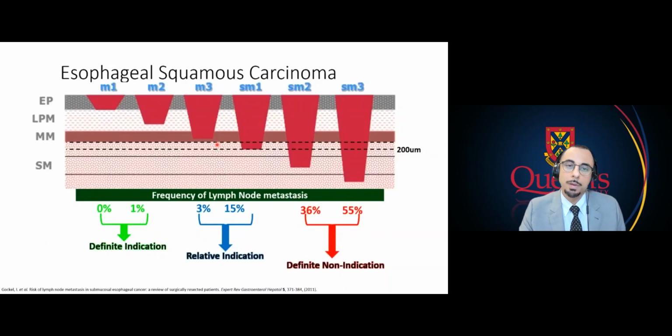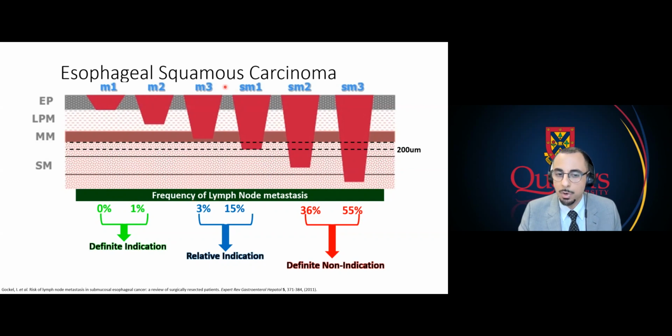And this just shows you for squamous carcinoma the risk of lymph node metastasis based on the depth. So M1 carcinoma means it's in the epithelium, M2 means it goes into the lamina propria, and M3, it goes into the muscularis mucosa. And then you can see the risk here in terms of lymph node metastasis. So it's quite low for these M1, M2 lesions. So generally for those, endoscopic resection is a good indication to remove it with.